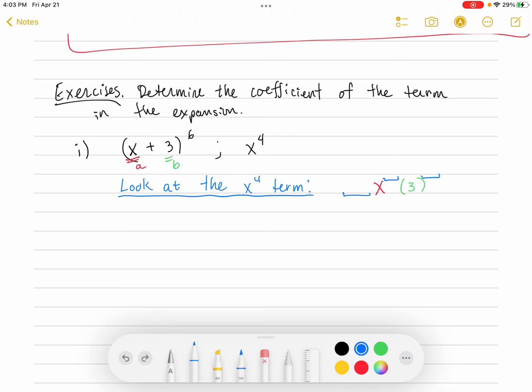Now, we're looking for an x to the 4th term, right? The question is, what exponent do I have to put up there to guarantee I get x to the 4th? Well, I put a 4th power there, right? And the question is, what power do I have to put above 3? I have to put a 2 there, right? Because these always have to add up to the full power of 6. So I have to have a 4 in one place and a 2 in the other place. So that means I need a C2.